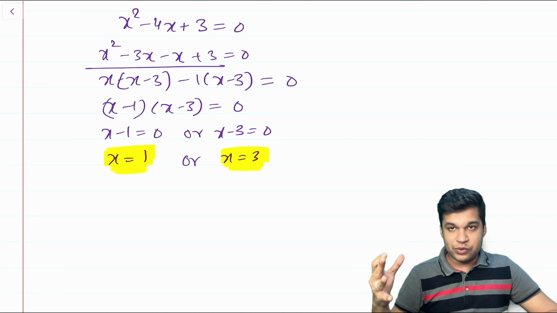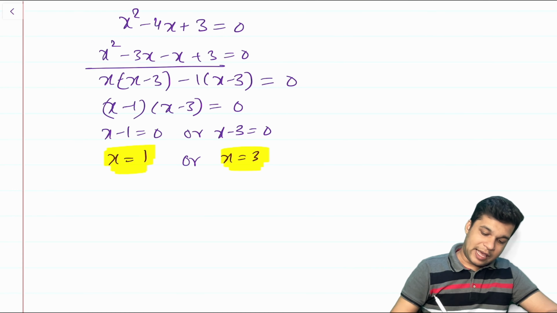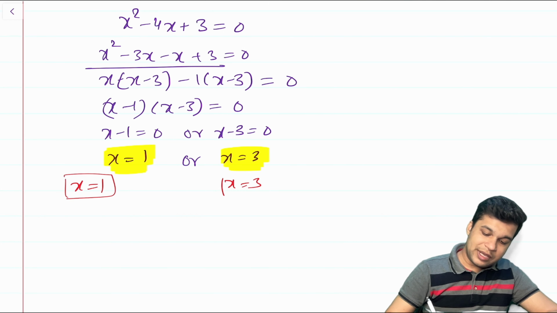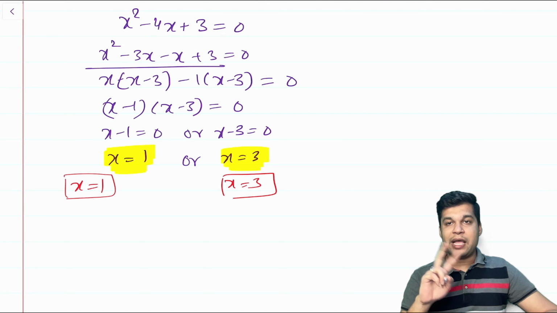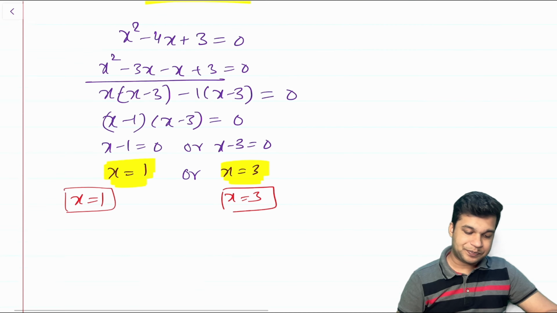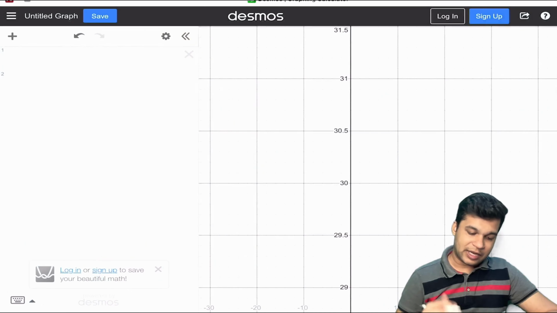These are not just values. Okay. 1 and 3 are values, but x equal to 1 is an equation of a line. x equal to 3 is an equation of a line. Both these lines are parallel to the y-axis. I'll show you on the Desmos graphing calculator.